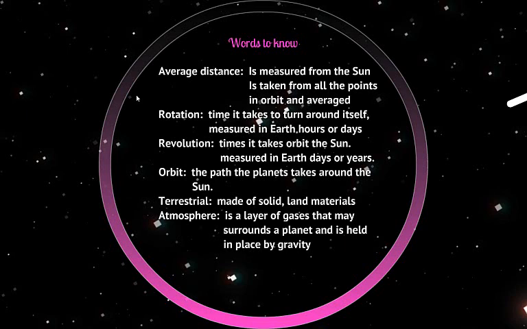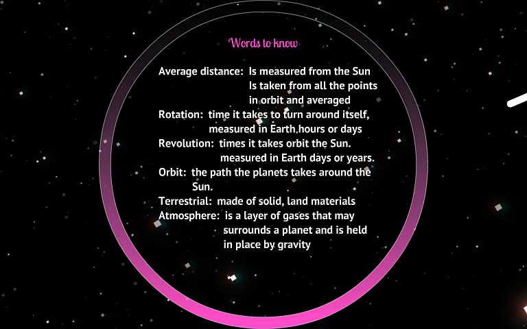Rotation is the time that it takes for an object to turn around itself. We measure these in Earth hours or Earth days. Remember that when another planet makes one full rotation, that is one day on that planet. But we talk about it in Earth days and Earth hours so that we can understand it a little better.